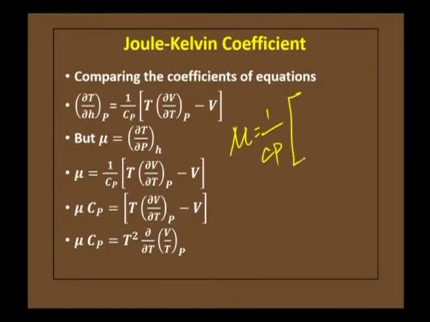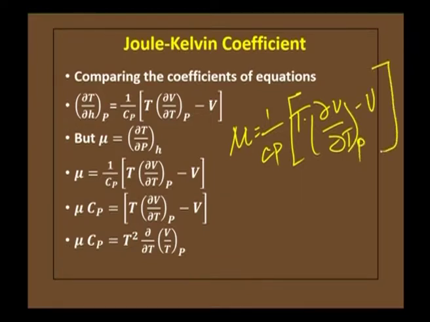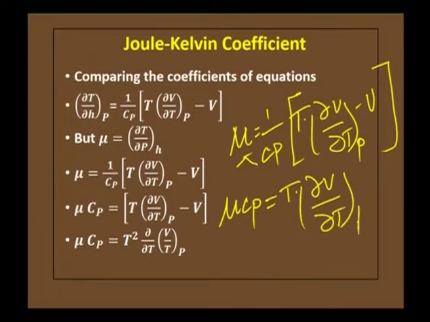Therefore, substituting this value of mu in this equation, I get mu is equal to 1 by Cp into T into dou V by dou T of P minus V. So, you can cross multiply these two terms. So, we will get mu into Cp is equal to T into dou V by dou T of P minus V.